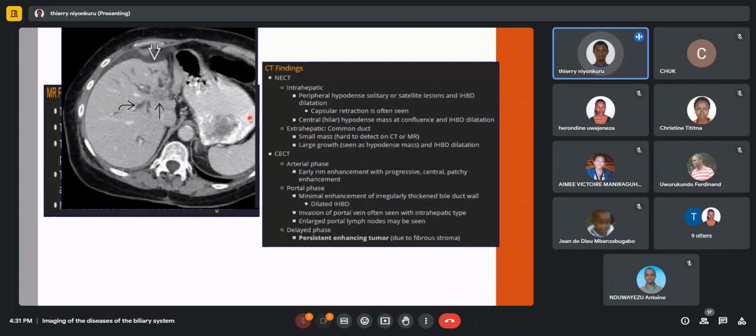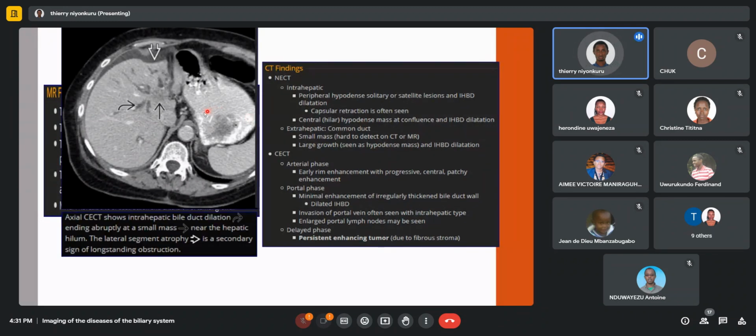On contrast-enhanced CT scan, we can visualize intrahepatic duct dilatation, and we can see a hypodense lesion with irregular margin, which has caused this upstream dilatation of the intrahepatic duct. This is also suggestive of cholangiocarcinoma.